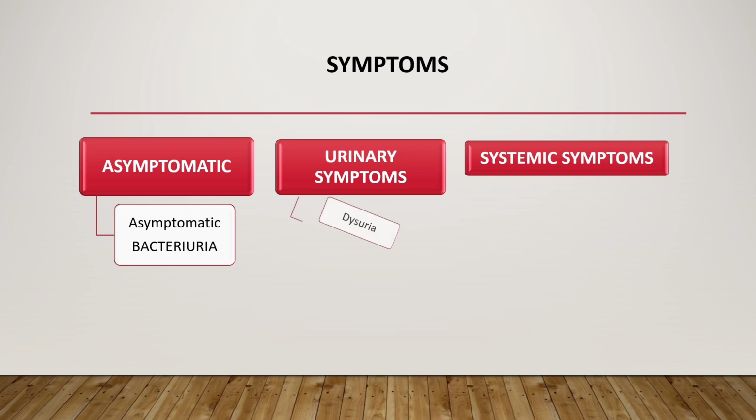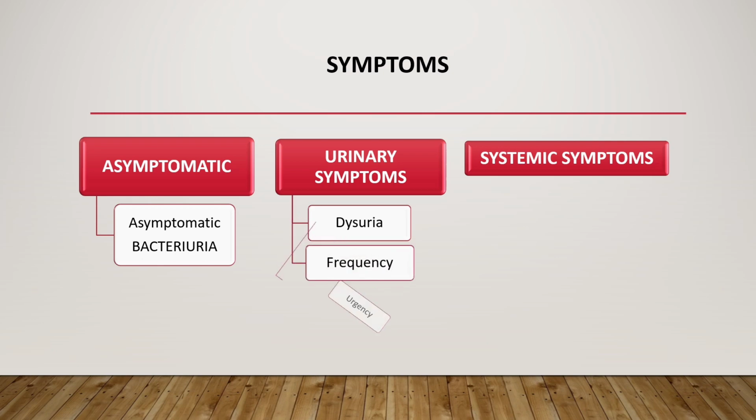Urinary symptoms include dysuria, frequency, urgency, and hematuria. Dysuria means pain while passing urine. Frequency means the patient has to go to the washroom frequently. Urgency means the patient is not able to hold the urine for a longer duration, having an urge to go to the washroom. Hematuria means blood in the urine.